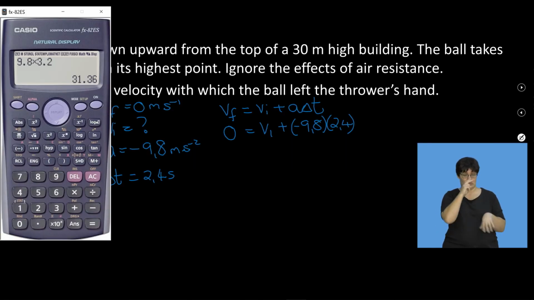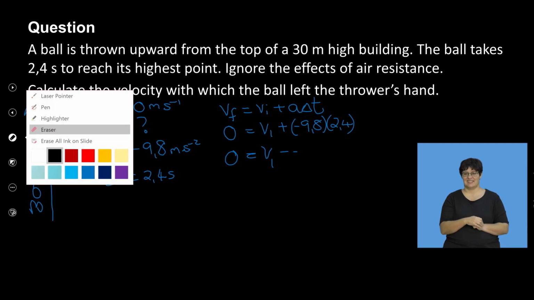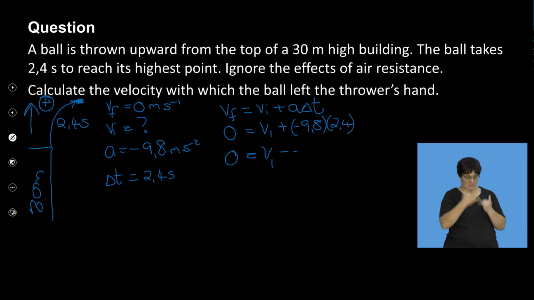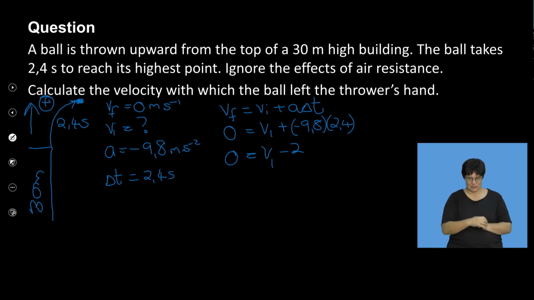Absolutely need a calculator. 9.8 times 2.4, and it's 23.52. I get very excited, now I can't remember the answer. 23.52. Therefore, this is going to be 23.52 meters per second up.